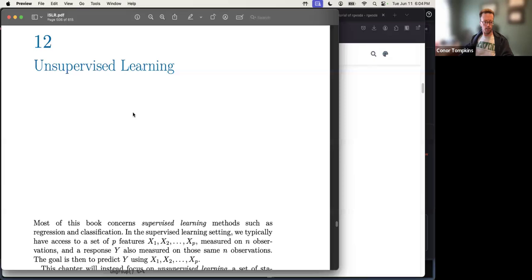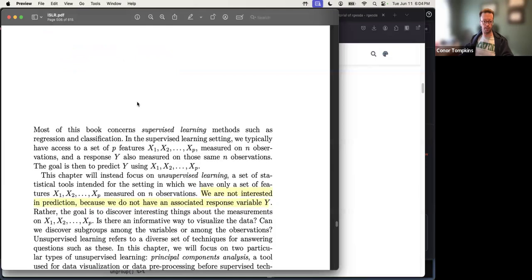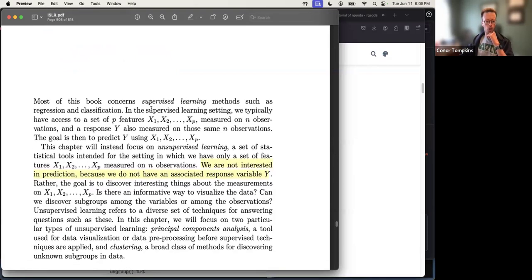All right. So chapter 12, unsupervised learning. This is sort of the, I don't know if inverse is the word, but maybe the opposite of what we've covered in the previous chapters. We still have a set of features and observations, but there's no right answer. There's no accuracy. So it's more of an exploratory analysis tool. We're not trying to predict anything because there's no right answer. There's no response variable here, right?